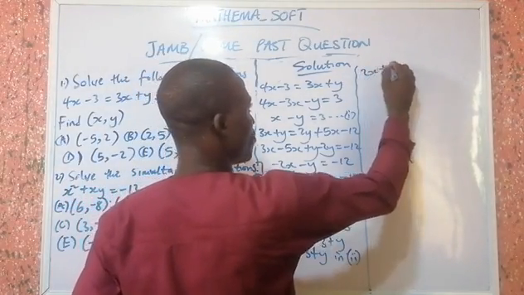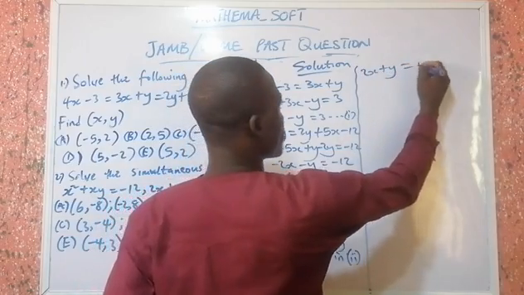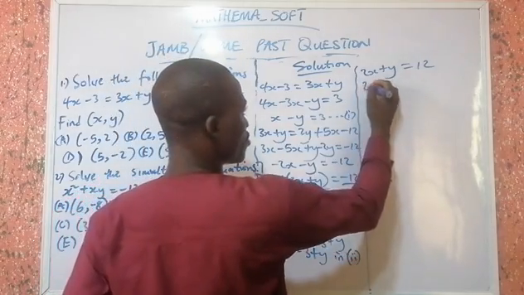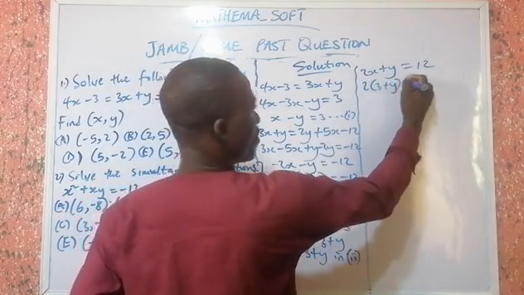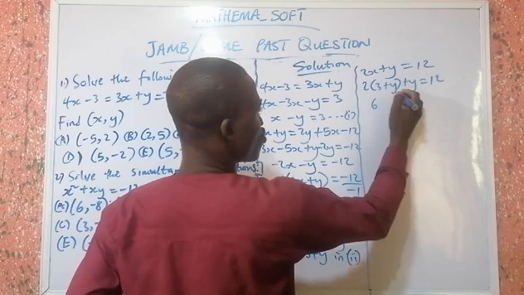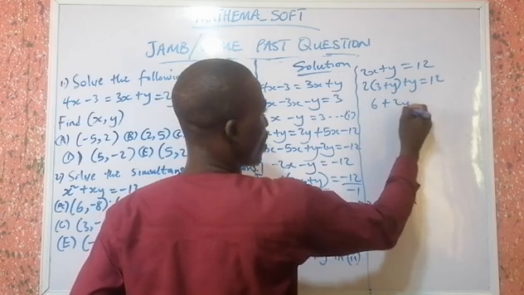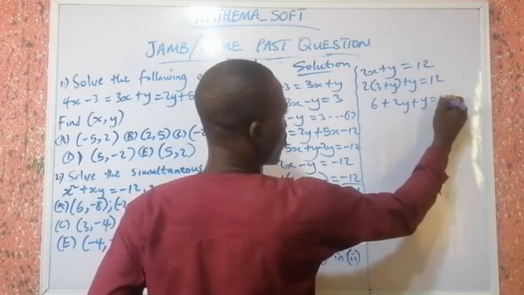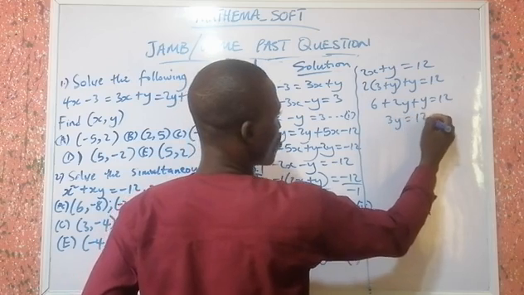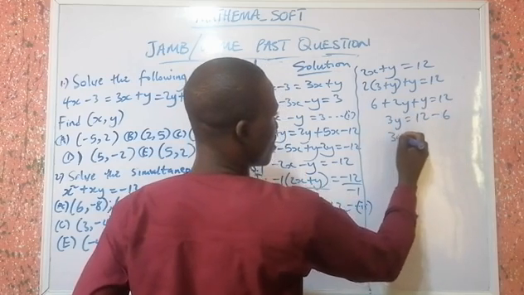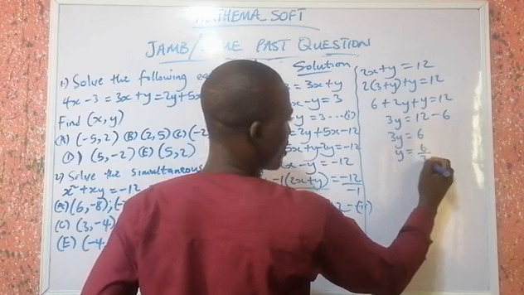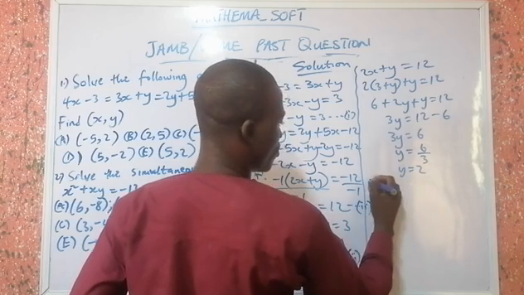So our equation 2 now is 2x plus y equals 12. So instead of x, I'm going to put 3 plus y. 2 bracket 3 plus y equals 12. 6, I'm using 2 to open the bracket, plus 2y plus y equals 12. So I can say I have 3y equals 12 minus 6. 3y equals 6. Okay, y equals to 6 over 3, y equals to 2.